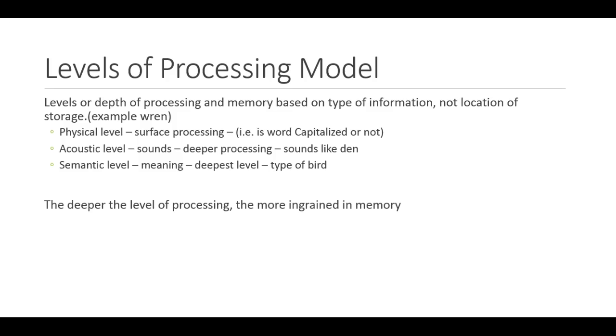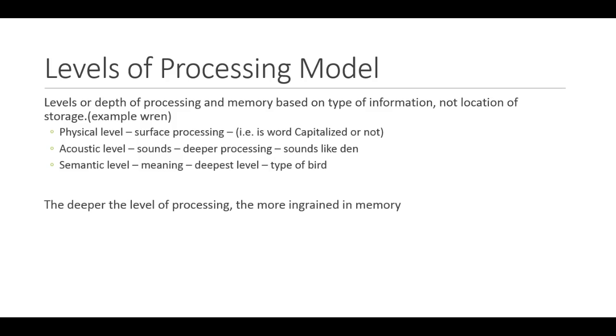Then there was the levels of processing model, which is different from the two-store in that it saw not that there was a separate storage location, if you will, but that it was the type of information that controlled how that information was processed and stored. So they saw that there were 3 levels or depth of processing and information storage or memory. And the 3 levels are physical, acoustic, and semantic.